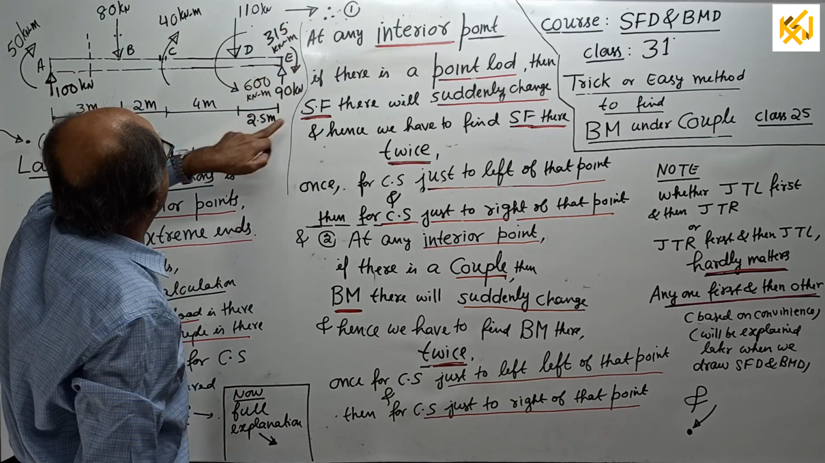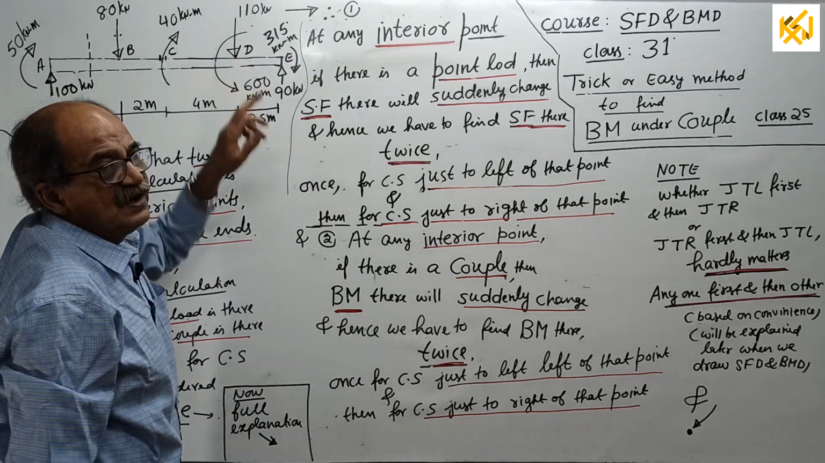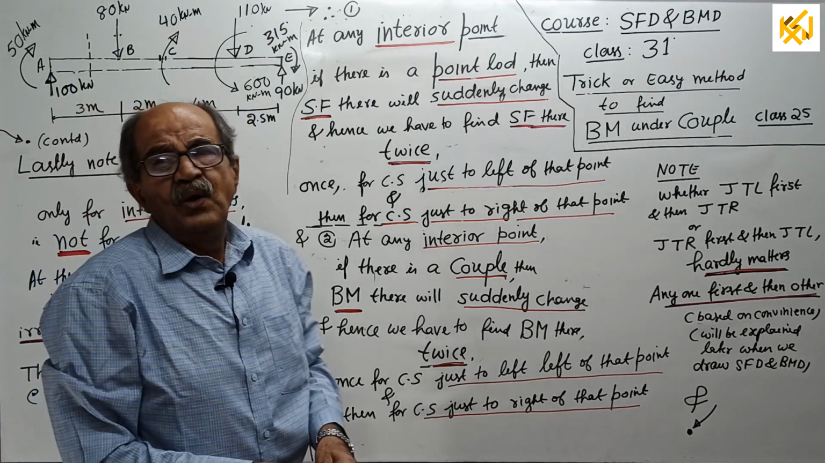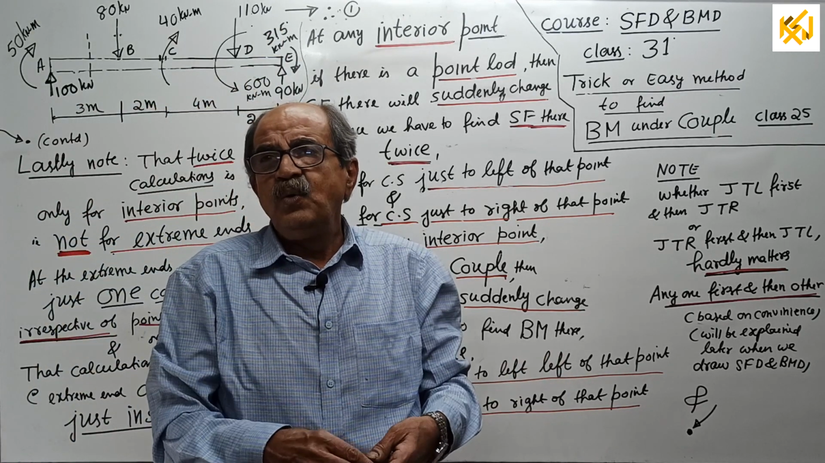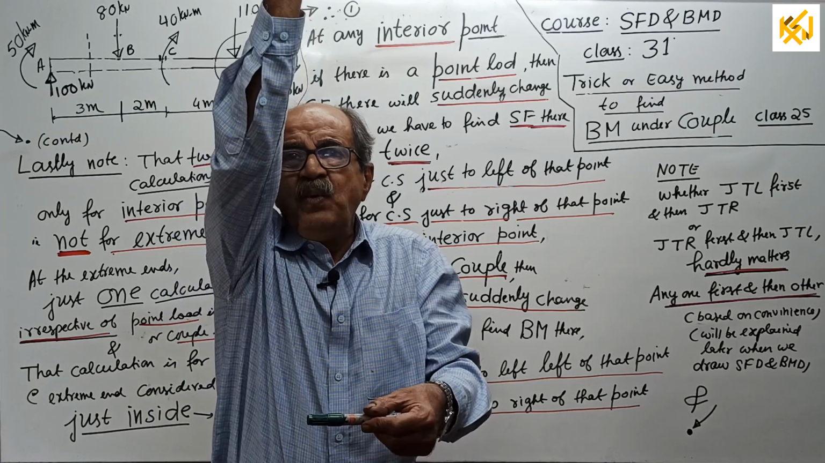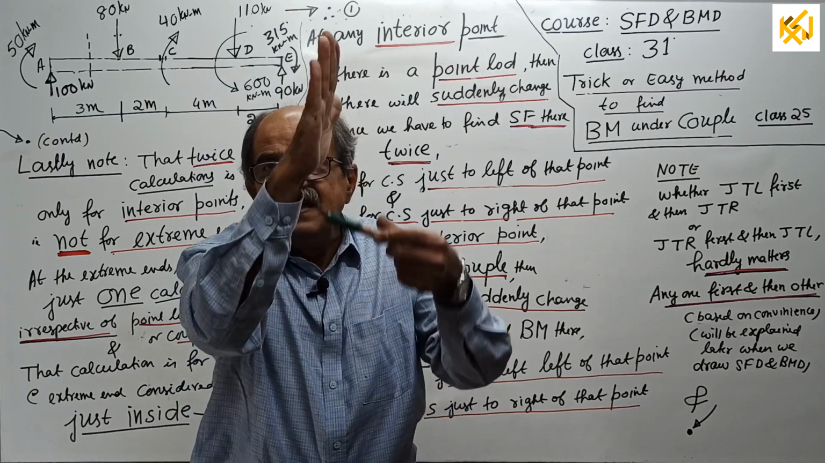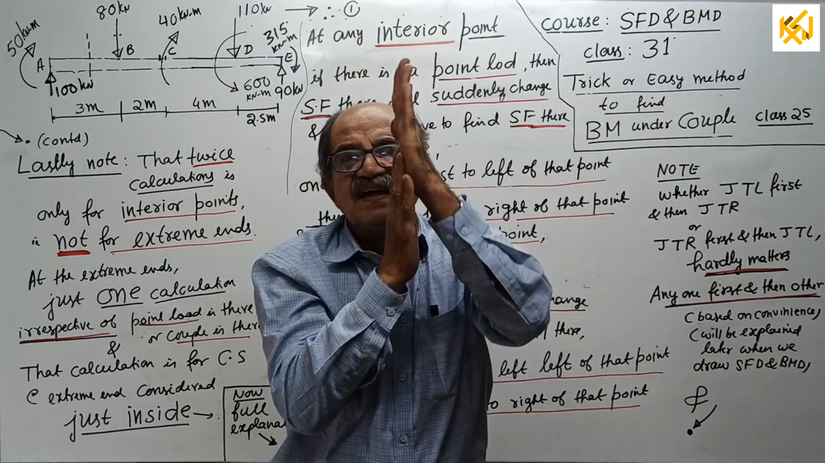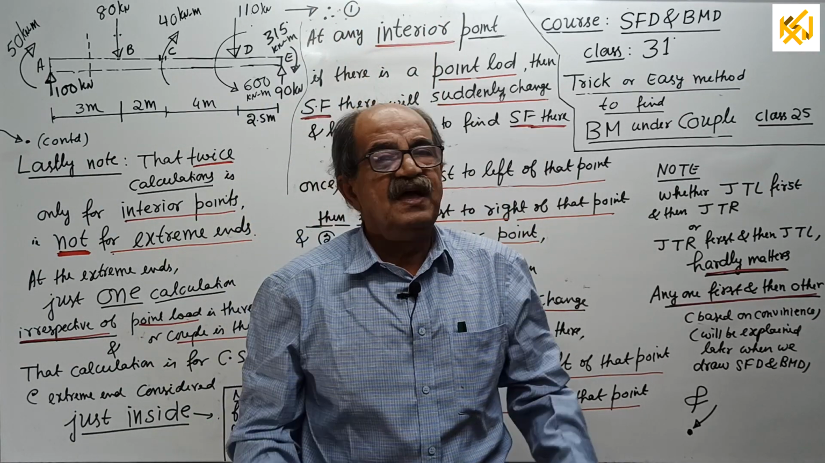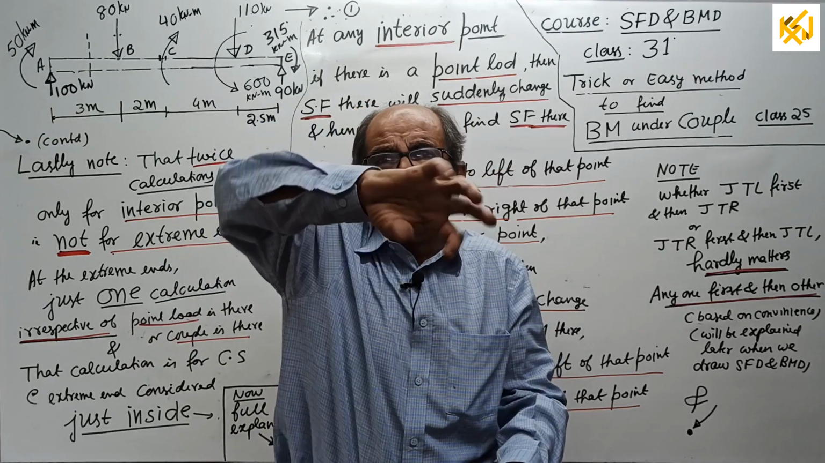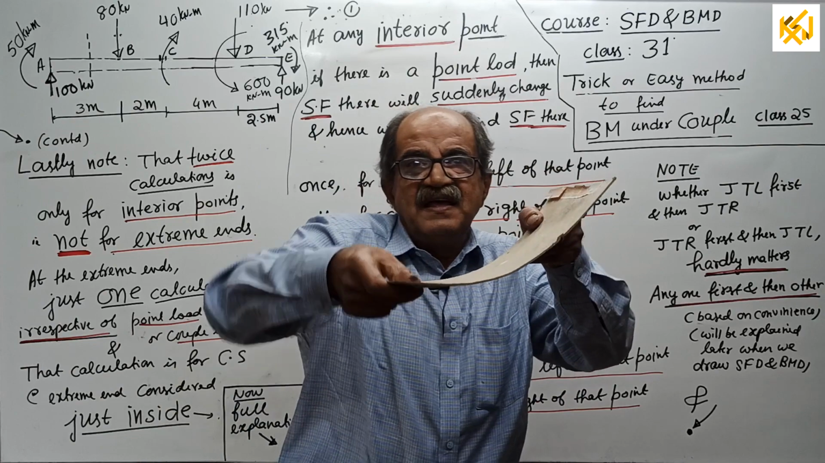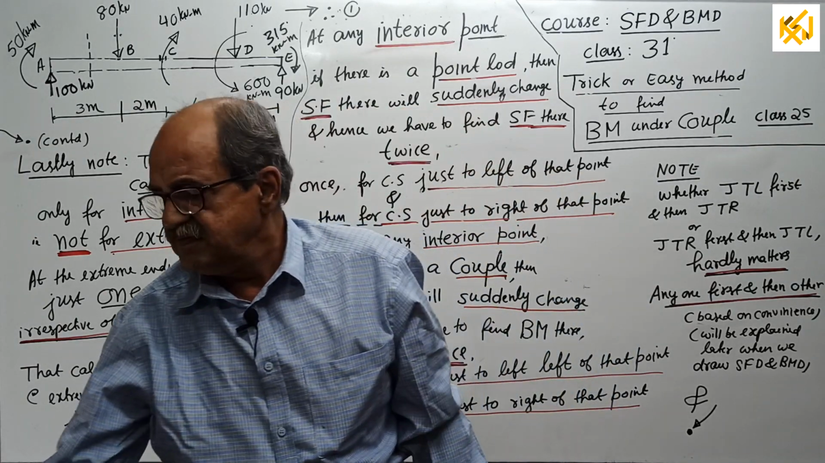Therefore, not that couple. The couple is written here, 600. My finger was not showing there, but here. So remember that much: where point load is there, shear force twice. And where there is a couple, bending moment twice.